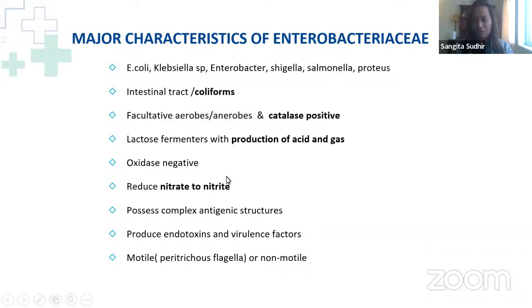Then the next important feature is that they reduce nitrate to nitrite. You may have seen in many urine routine reports that the patient has numerous pus cells and nitrite is positive. Nitrite positive is suggestive of Enterobacteriaceae. They possess complex antigenic structures. There are many antigens like H antigen, O antigen, K antigen. All of these complex antigenic structures make them more difficult to treat, and they also determine their virulence, the severity of the illness. They produce endotoxins and virulence factors, and some of them are motile and some non-motile.